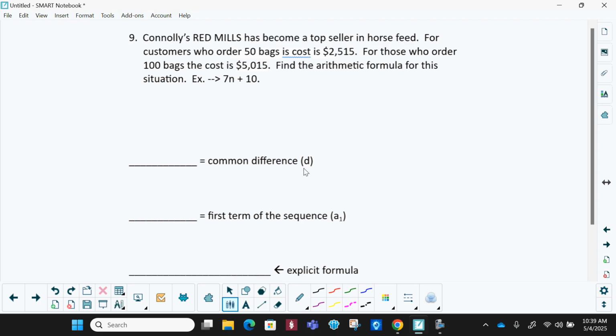So looking here without even reading, this is arithmetic. Okay. Colin Red Mills has become a top seller of horse feed for the customers to order 50 bags. So A of 50 is 2,515 for 100 bags. So A of 100 is 5,015.